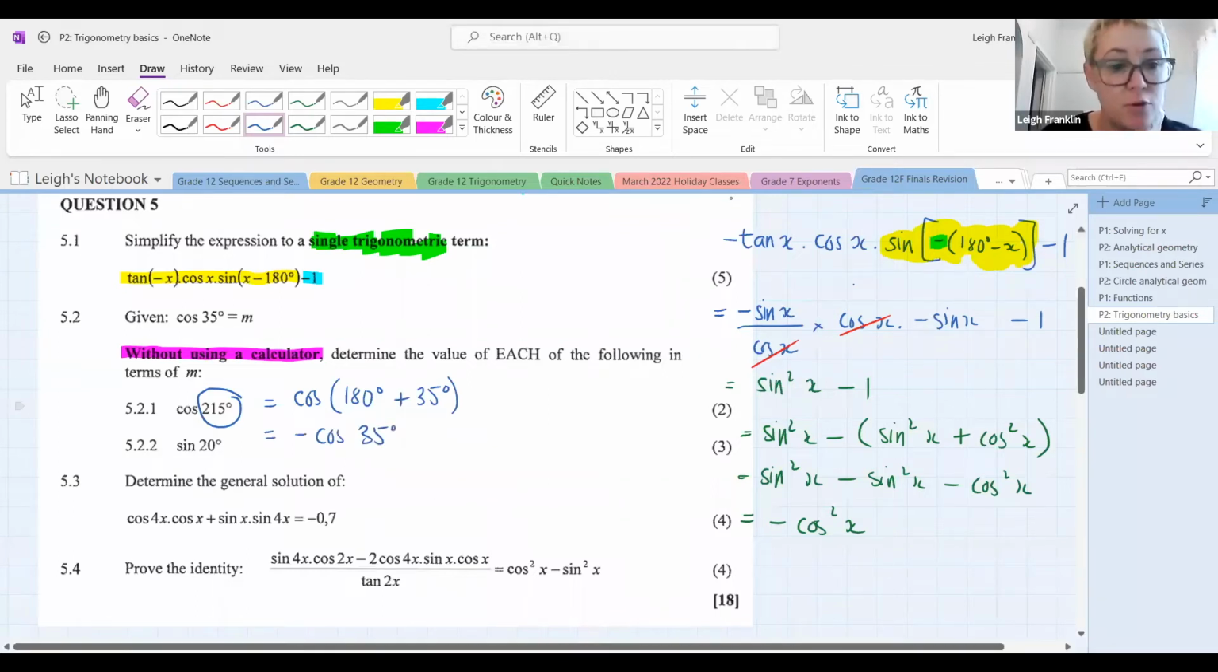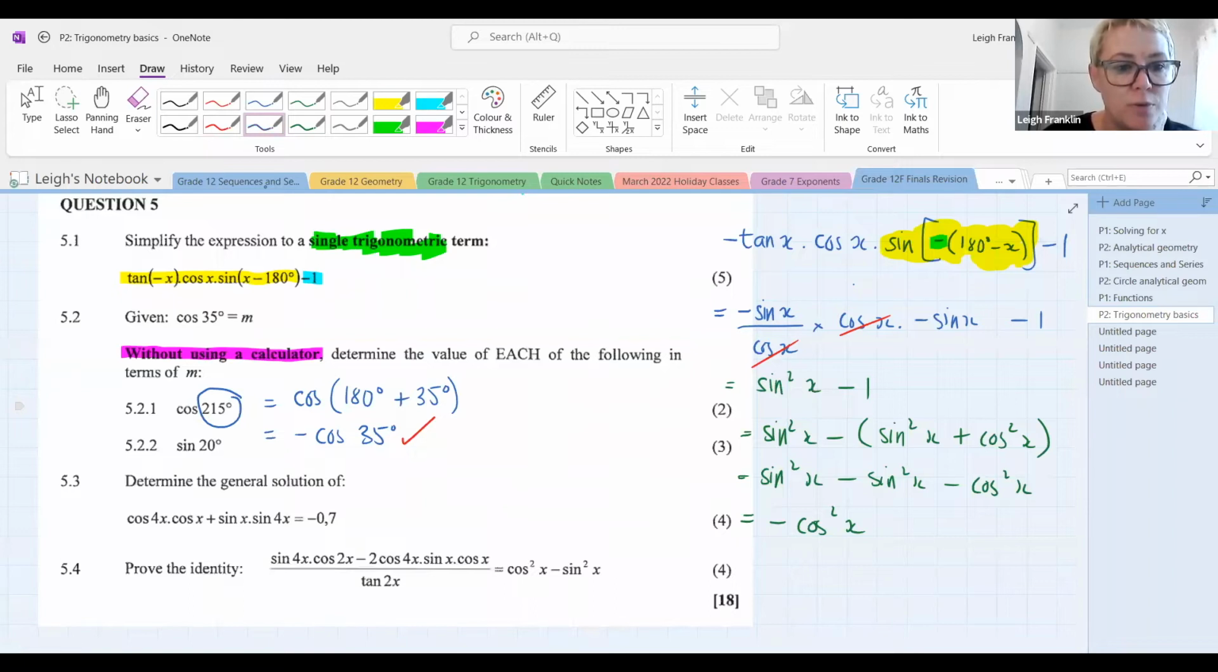This would be the first mark that you would get, would be on this line over here. And the second mark that you would get would be for writing that in terms of m. So in this case, our answer would be equal to negative m. And that's where our second mark would be. Okay, is that making sense to everybody? Yeah, quite right, Itumeleng, negative m.